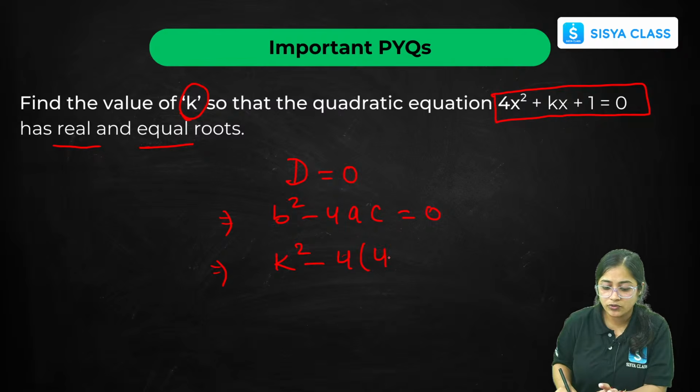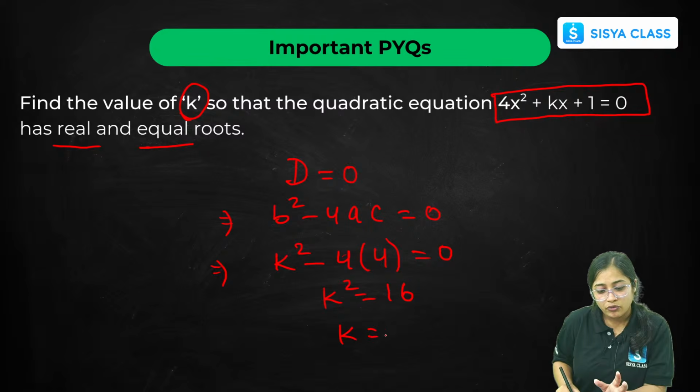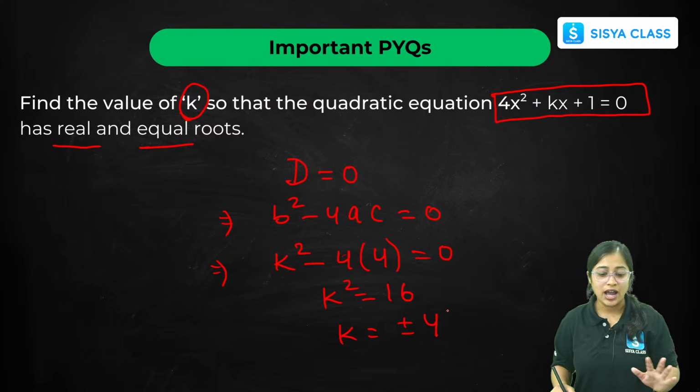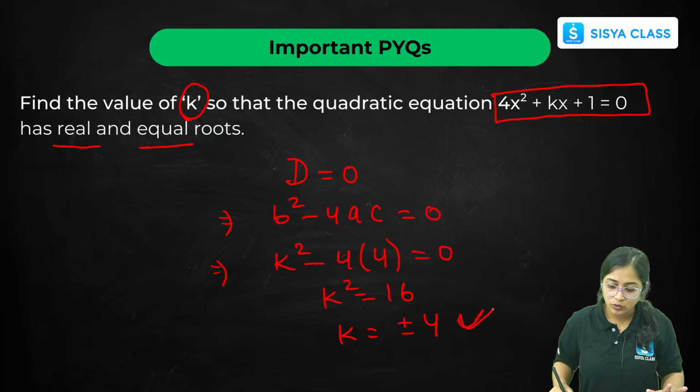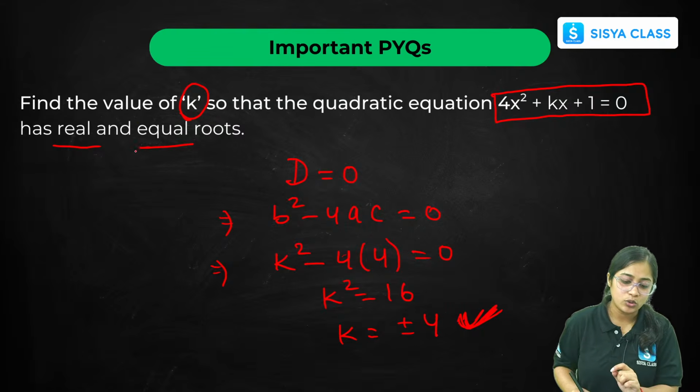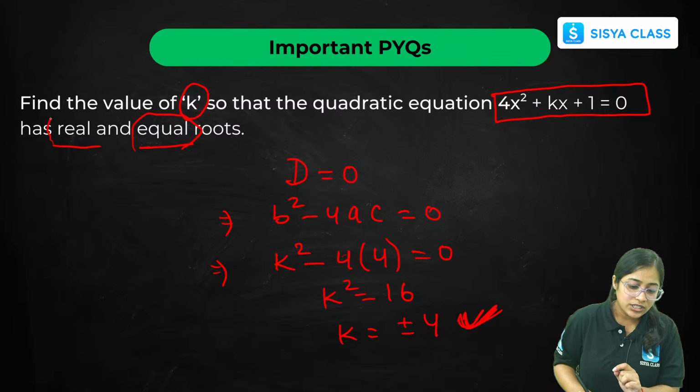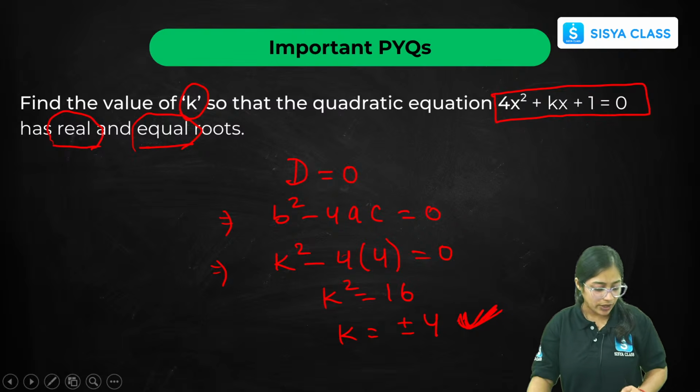The value of a is 4, the value of c is 1. It is equal to 0. So k square equals 16, and the value of k is plus minus 4. So here we have two values of k, that is plus minus 4. For these values of k, it has real and equal roots, right? So I hope this question is also clear to everyone.